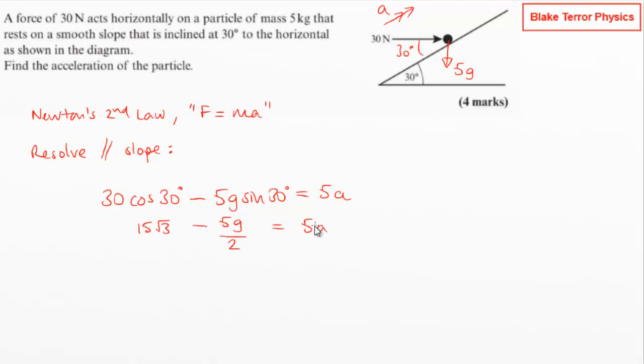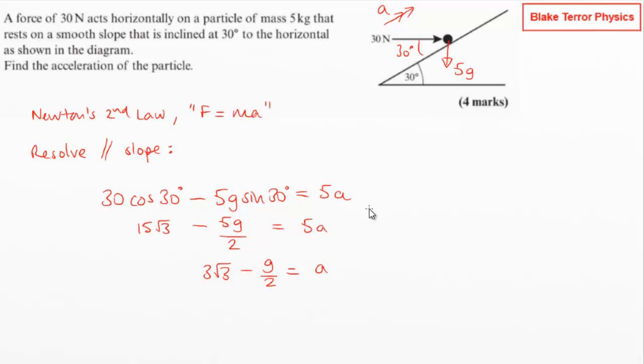We can divide everything by the 5. So 3 root 3 minus g over 2 is equal to a. So yeah, that's going to be 5 coming off of there. Well, it's going to be close. It's not going to be a very big number all in all. Maybe I will type this one into the calculator and see what we get.